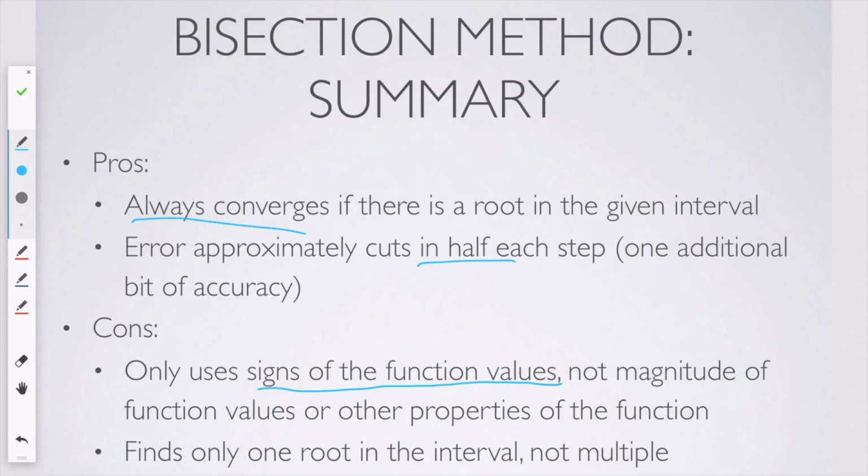You're not using any other properties of the function. And also, this method will definitely only find one root. So if you choose a bracketing interval with several roots inside, the bisection method will only converge to one of them. Convergence of the bisection method is pretty slow, so it's linear, or in the notation we've been using, q equals 1.